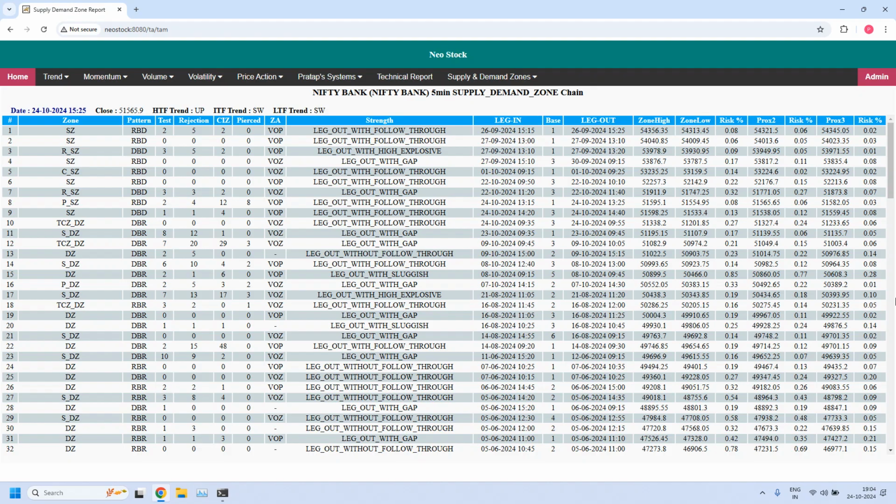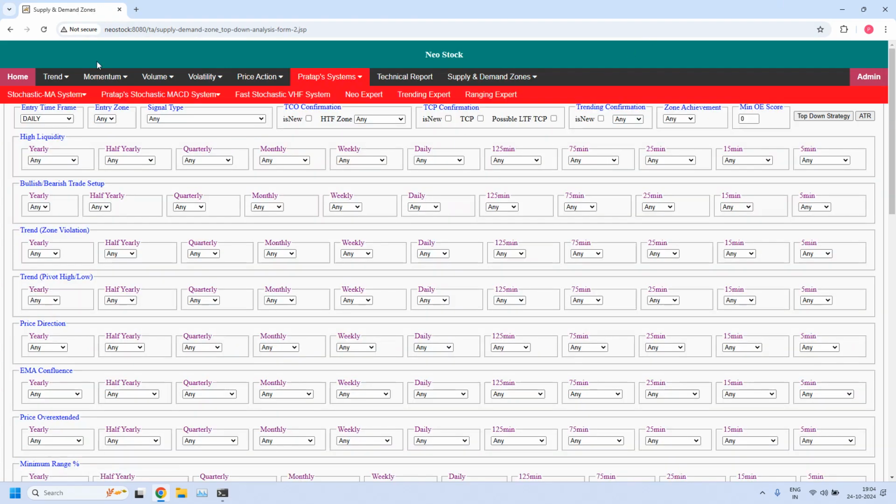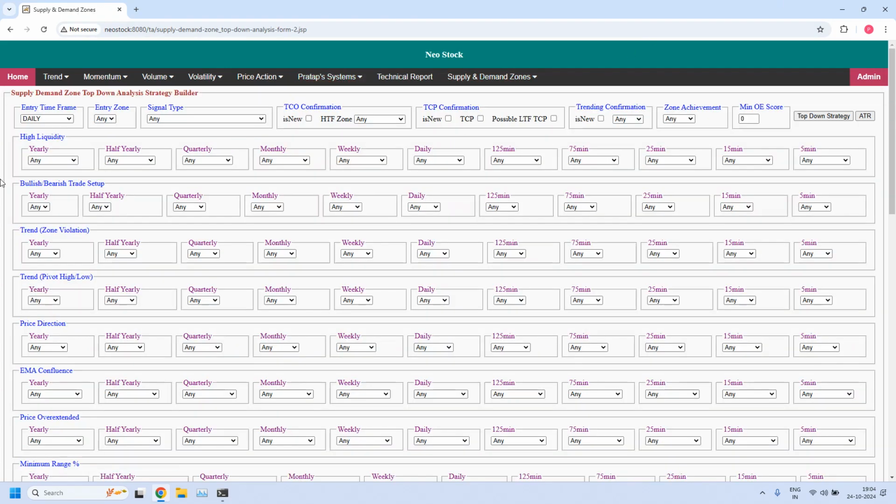With this we have completed both the Nifty and BANKNIFTY supply demand zone chain. Next we will generate bullish and bearish trade setups for monthly, weekly, daily and hourly income trades. Let's start with the monthly income trade bullish trade setup. Entry time frame daily, entry zone demand zone.